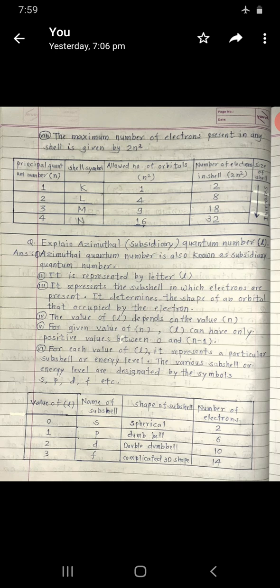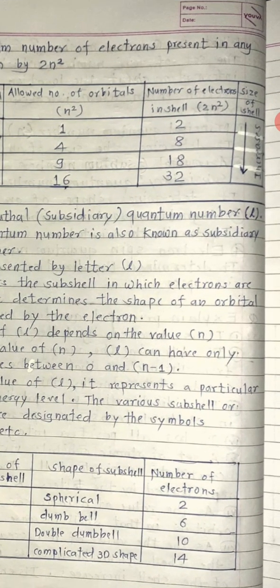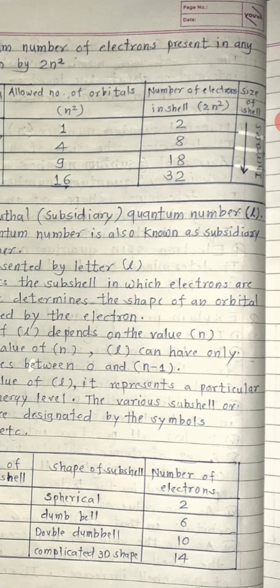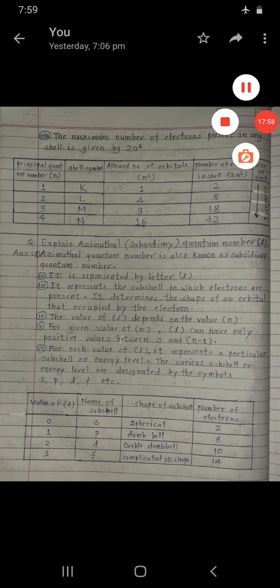And the number of electrons in a shell is 2n square. 2 into 1 square, that is 2 into 1, that is 2. 2 into 2 square, that is 2 into 4, which is 8. And for n is equal to 3, 2 into 3 square, 2 into 9, that is 18. And for n is equal to 4, 2 into 4 square, that is 2 into 16, that is 32. Okay. So as we move from the K shell to the N shell, the size of the shell increases and the energy also increases. So this is the first quantum number, that is, the principal quantum number.